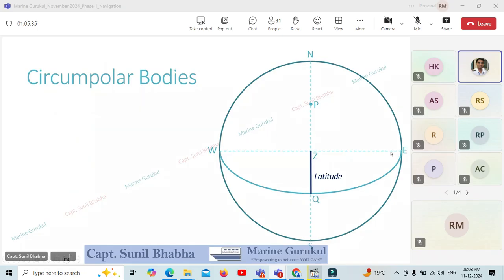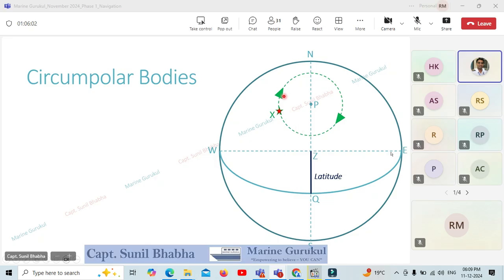Now, going a little more deeper into the circumpolar bodies, we had this particular star, and the polar distance is less than or equal to NP in this case, and you can see the entire declination circle of the star is within the rational horizon of the observer. So this is a circumpolar star.